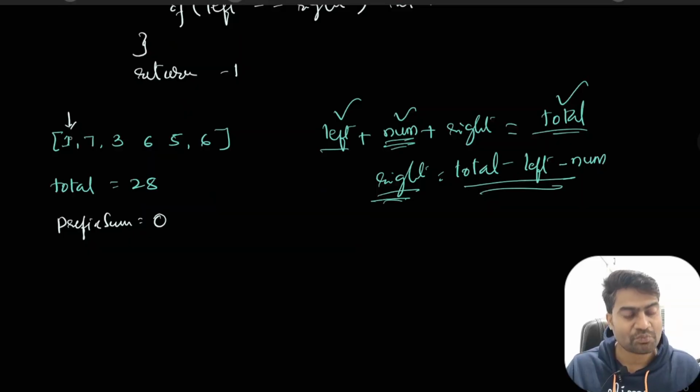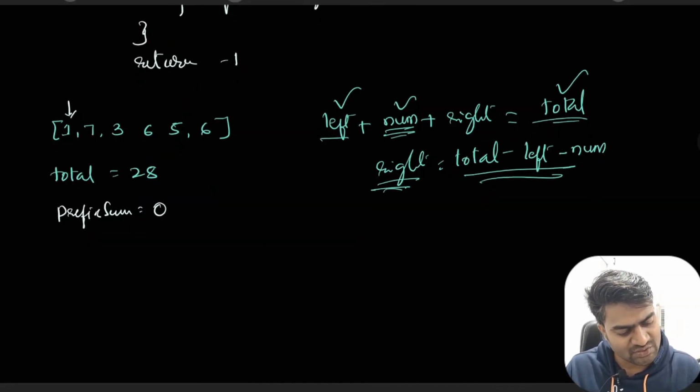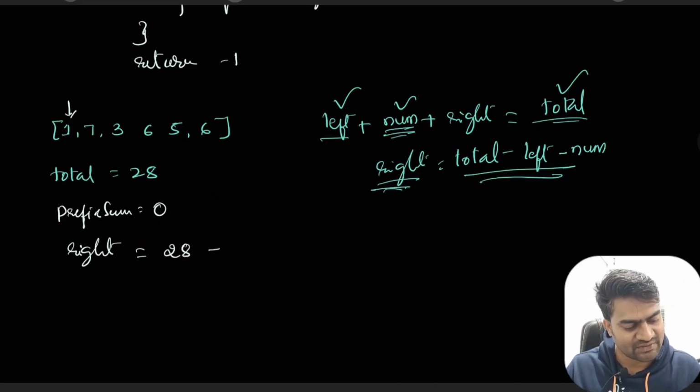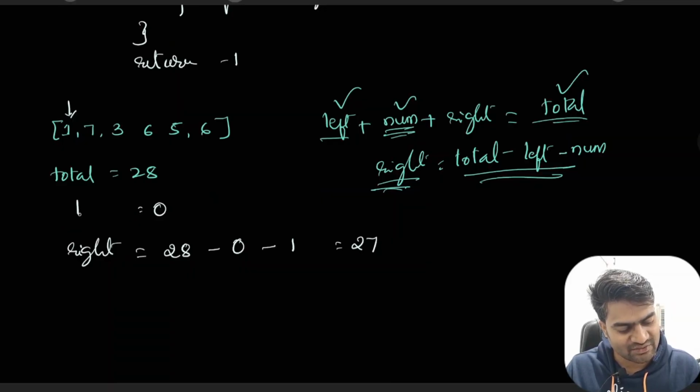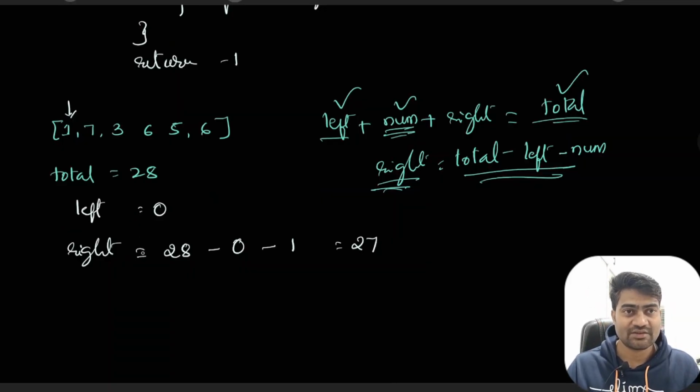So if I want to process the first number, its prefix sum will be 0, correct, right? Now what I will do, I will try to find my right. So right will be total, which is 28, minus left, which is the current prefix sum which is 0, then minus the current number which is 1. This is the number we are processing. So this is our right value. So instead of prefix, I will say it as left only, so that we can easily understand.